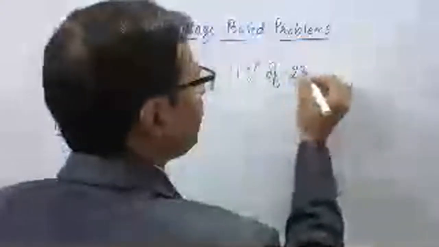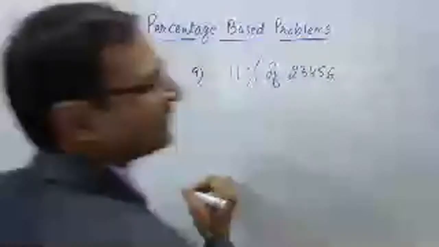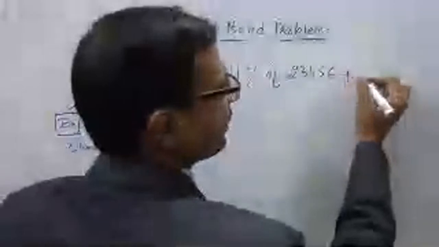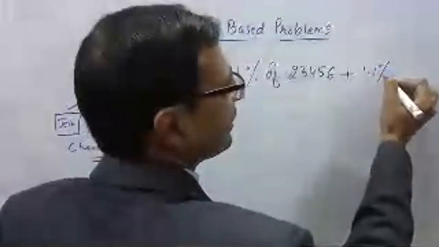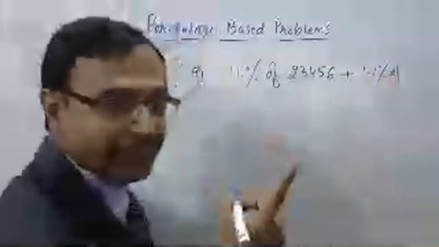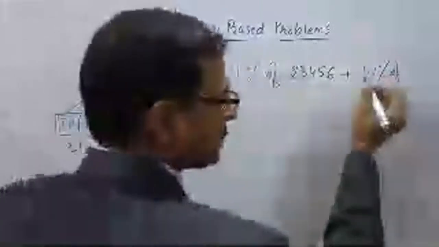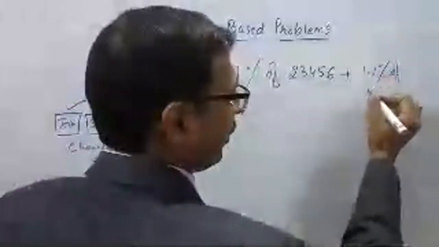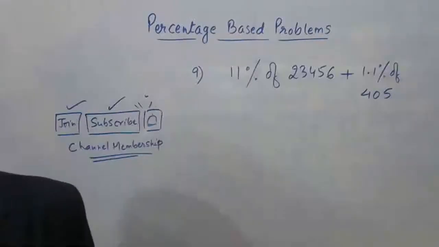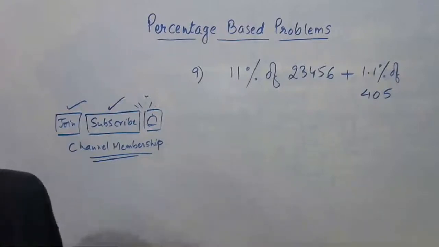Okay, 11% of 2, 3, 4, 5, 6 plus 1.1% of, I'm giving you numbers which are easy to handle. 11 is very easy to handle. Okay, so 1.1 will be very easy for you. Otherwise, very much time consumption will be there to solve this question. So just waiting for the first answer to come in.